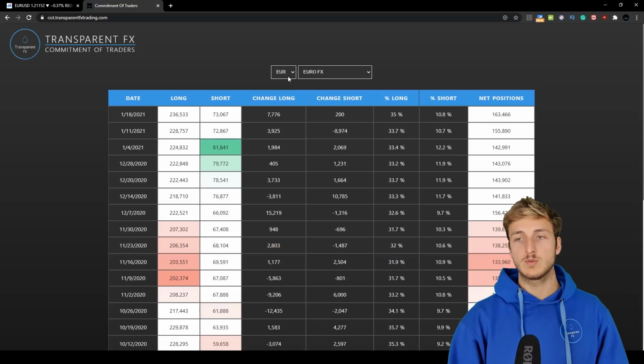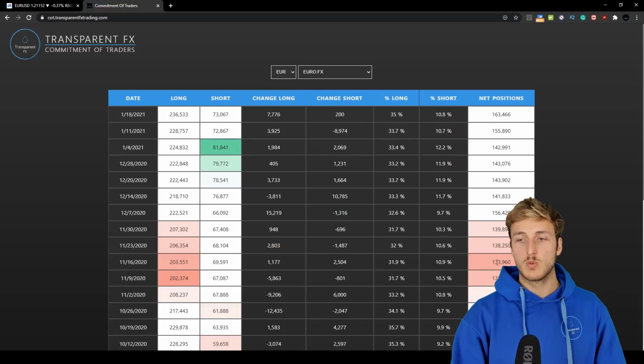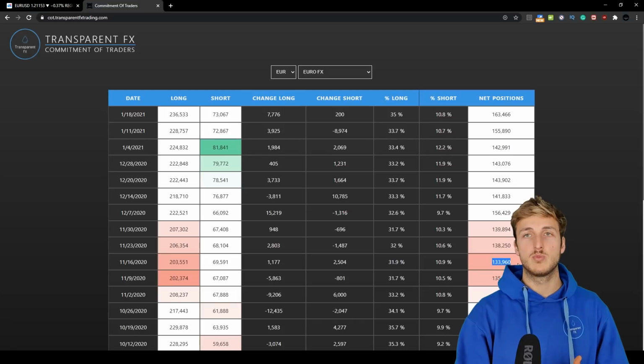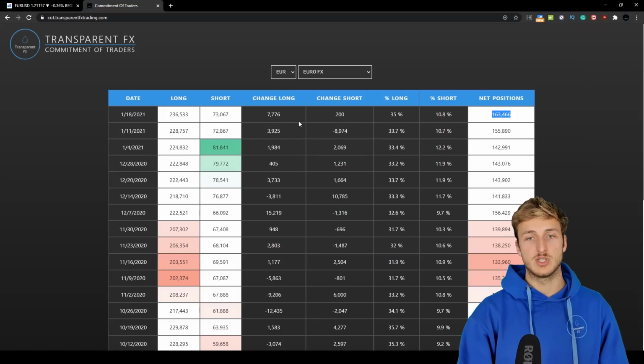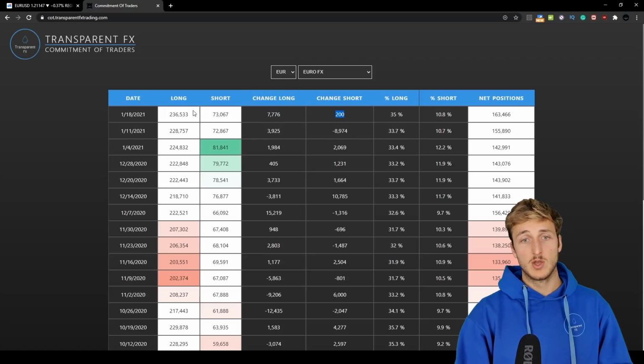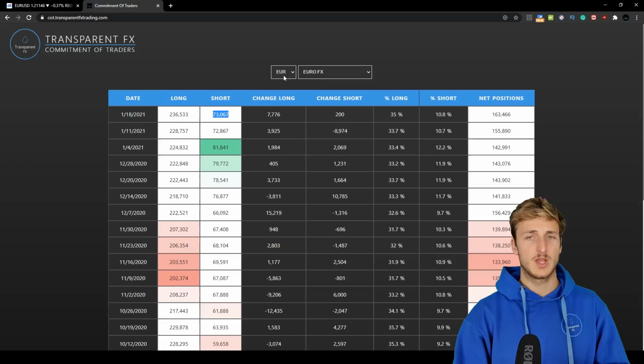Now, on the euro, what we can see is that with the last report, we went from having 133.9k in net positions all the way up to having 163k net positions, with 7.7k long positions added with the last report and only 200 shorts. Currently, we are counting 236k long positions and only 73k shorts, so the euro is actually getting quite strong.